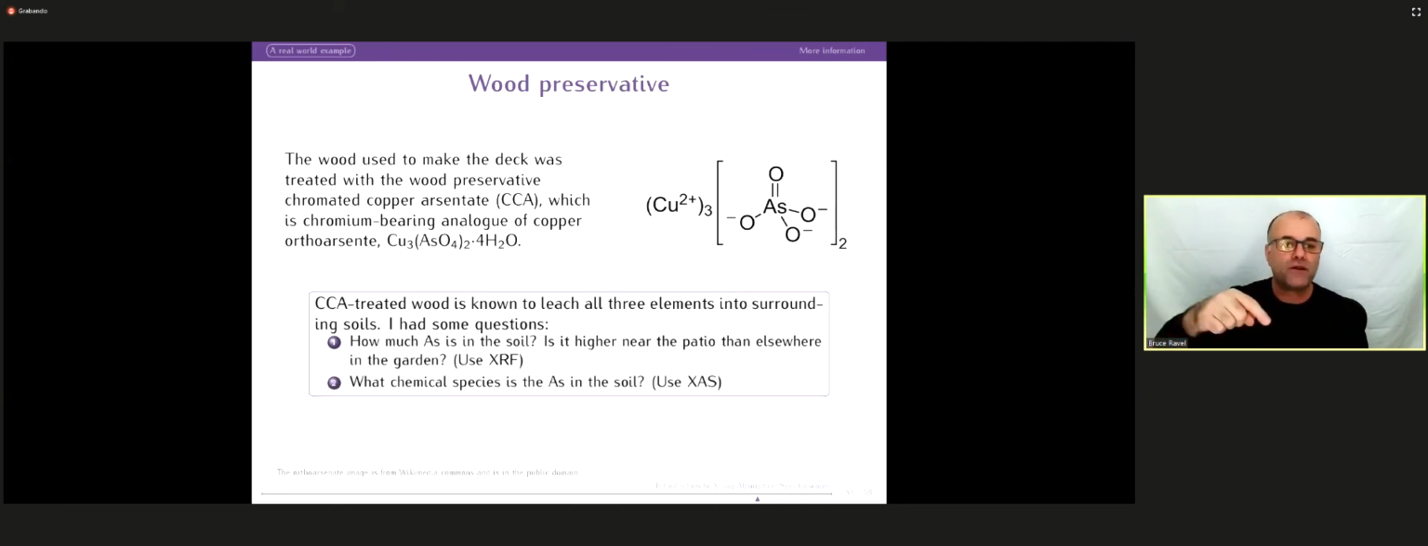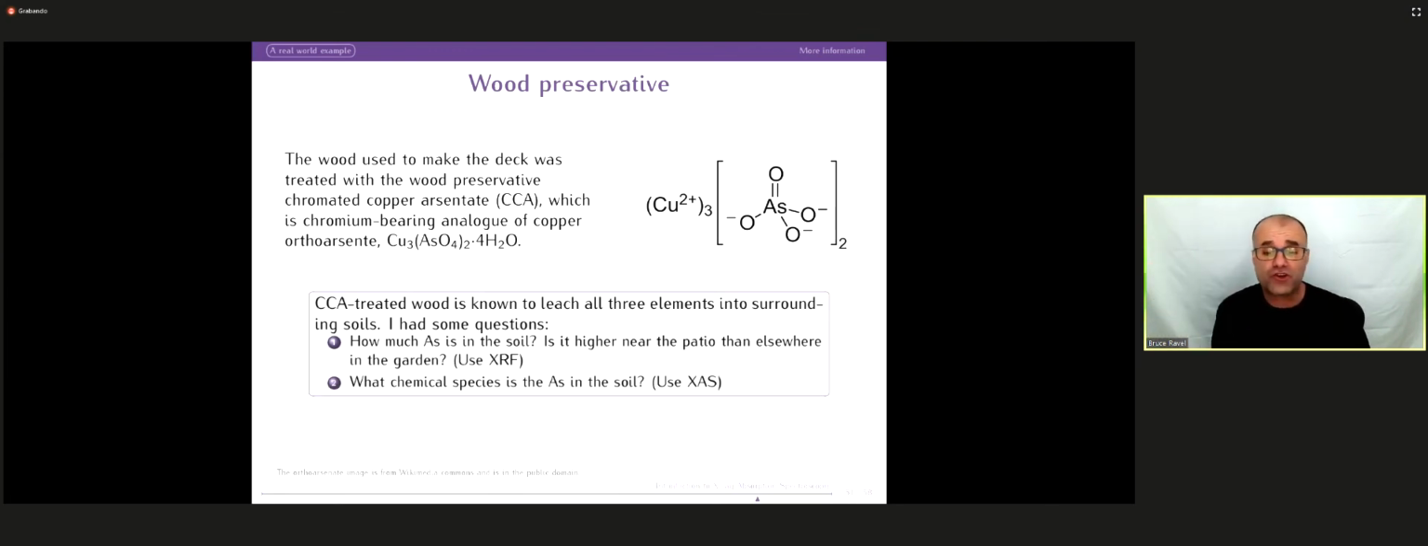So if you put copper in the wood, the fungus doesn't grow in the wood. And if you put chromium and arsenic in the wood, insects don't eat the wood because they don't want to eat poison. The problem is that pressure-treated wood is known to leach all three of those elements out of the wood into the surrounding soil.